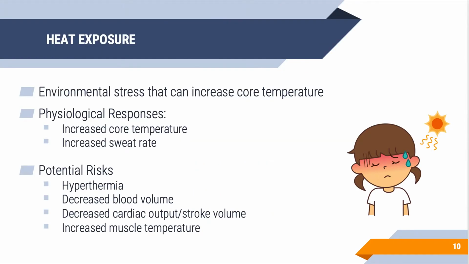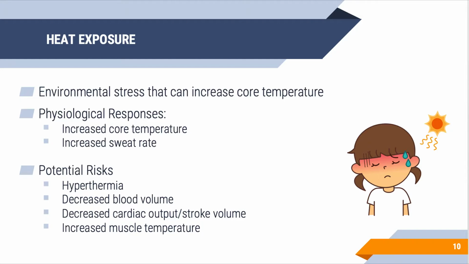Again, you will have seen this in 3P90, but heat exposure or heat stress is an environmental stress that can increase core temperature. Our physiological responses to heat stress are increased core temperature and increased sweat rates to try and minimize that increase in core temperature. And really the potential risks that we see are hyperthermia, so again, that elevated core temperature.